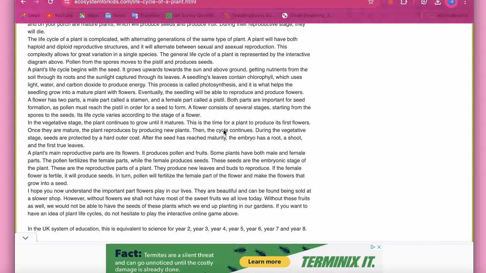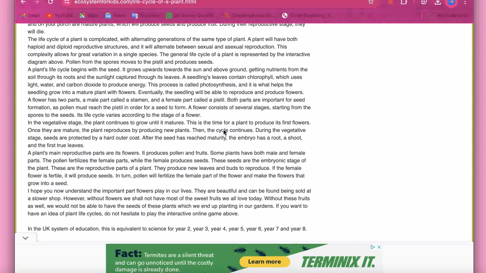It grows upwards towards the sun and above the ground, getting nutrients from the soil through its roots, and the sunlight captured through its leaves. A seedling's leaves contain chlorophyll, which uses light, water, and carbon dioxide to produce energy. This process is called photosynthesis, and it's what helps the seedling grow into a mature plant with flowers. Eventually, the seedling will be able to reproduce and produce flowers. A flower has two parts, a male part called a stamen and a female part called a pistil. Both parts are important for seed formation, as pollen must reach the pistil in order for a seed to form.